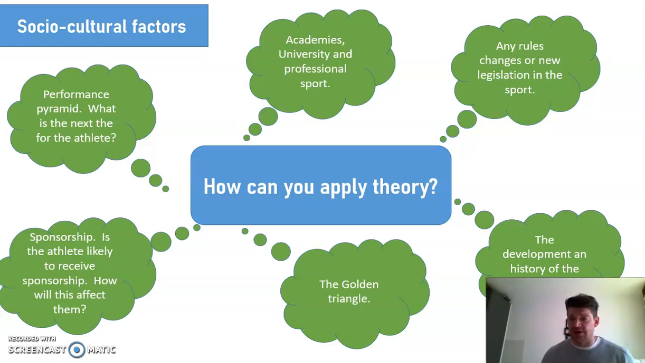Sponsorship is one to get in there. Now probably the person you're watching won't have sponsorship, but potentially they're going to be a good player because they're going to be a good athlete. So potentially in the future they may receive sponsorship. How is that going to affect them? Then you can mention the golden triangle, talk about the golden triangle, talk about the media. And these are all things that potentially will happen to this athlete, but like I said, because they're a good athlete, this is likely to happen.